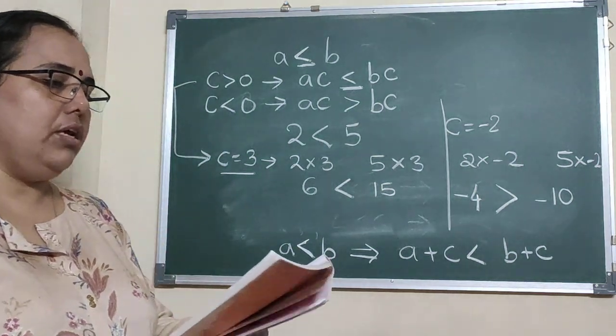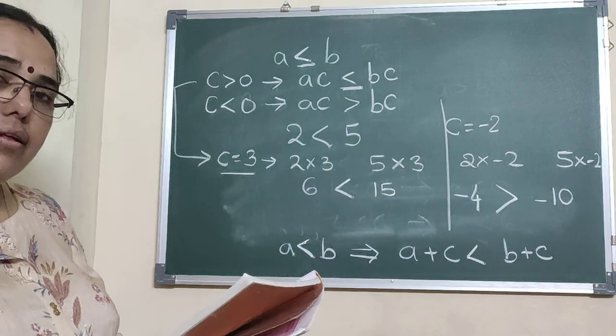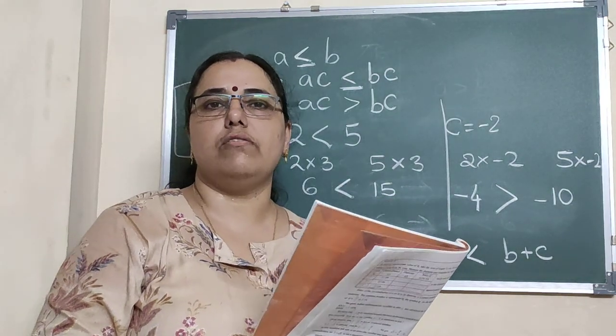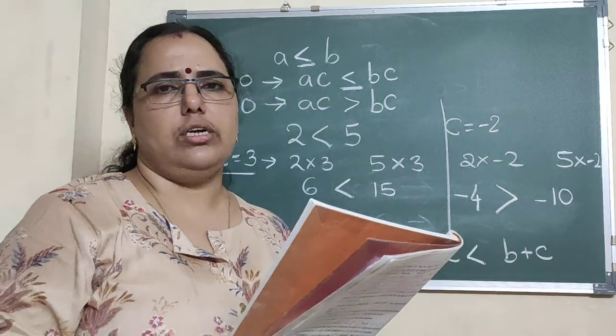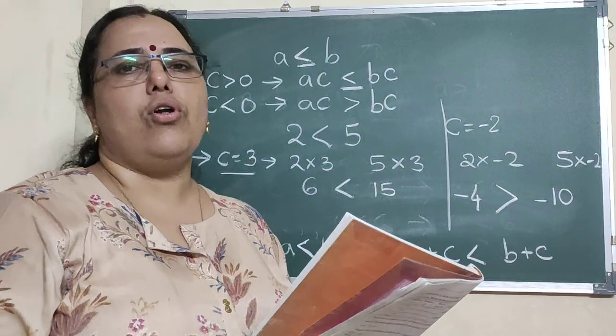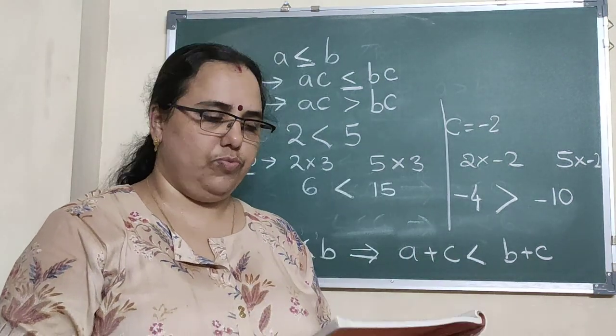So these are the properties on order relation. And other than that, all the properties followed by rational numbers and irrational numbers, commutative, associative, distributive, all those properties we had seen in the start are followed by the real numbers also.